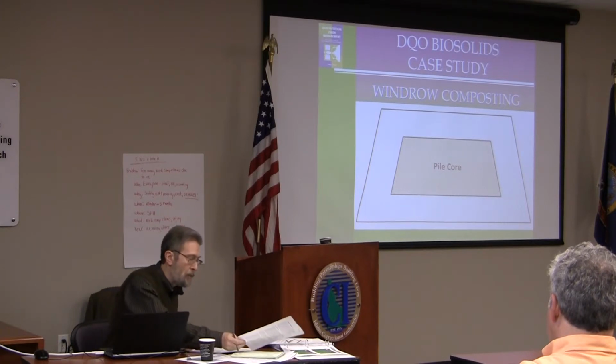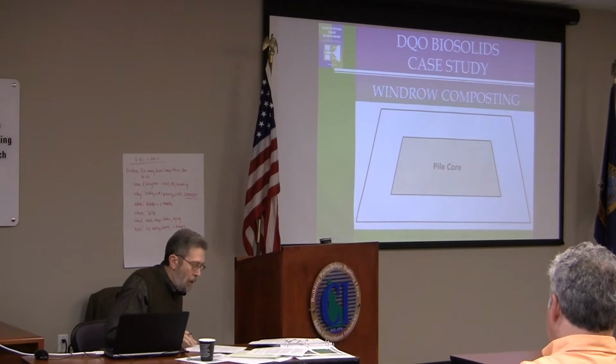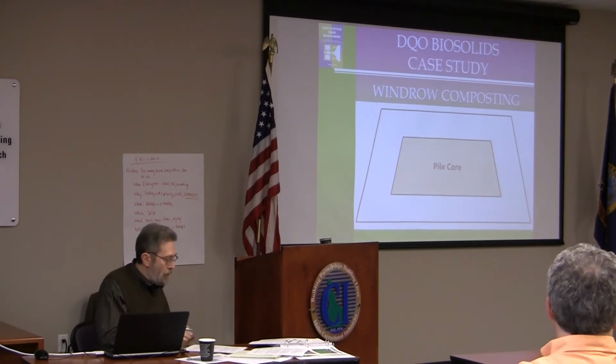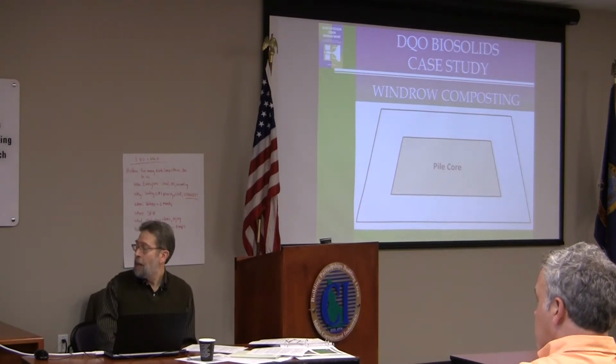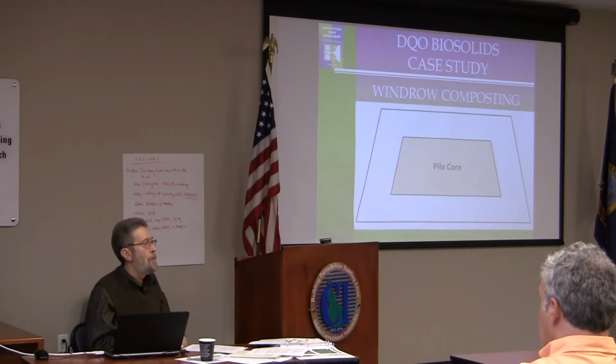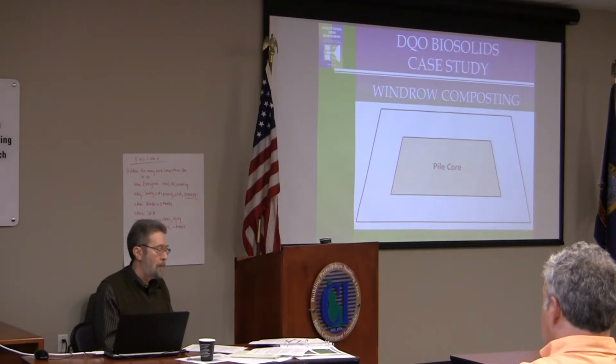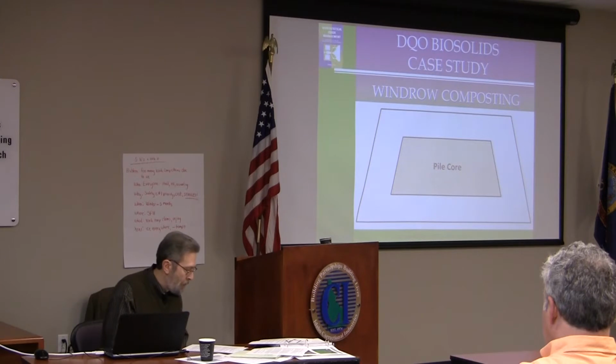So, let's see, where are we going here? 55. Okay. Defining the boundaries. Well, the target population is the whole pile. I think in a windrow you might be able to divide it up a little bit, but with an aerated static pile, it's got to be the whole pile, all or nothing. And the sampling unit and the decision unit are the same thing. It's the whole pile.